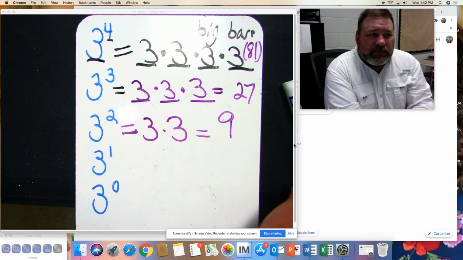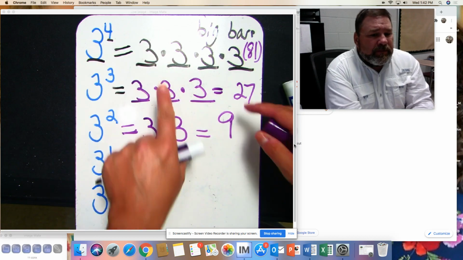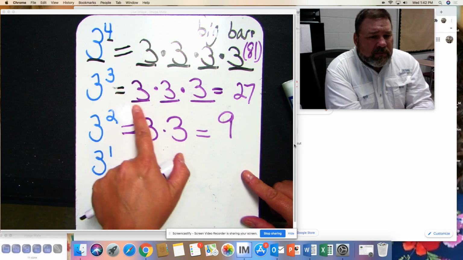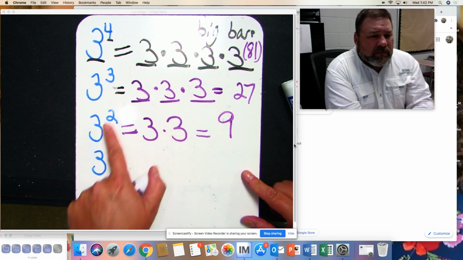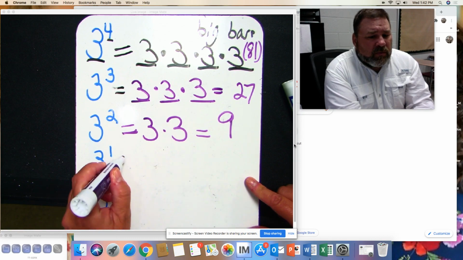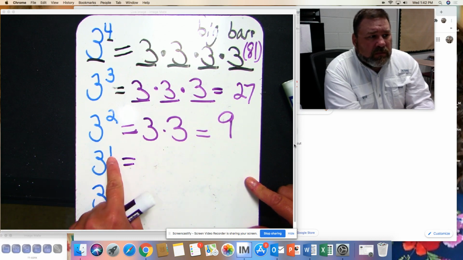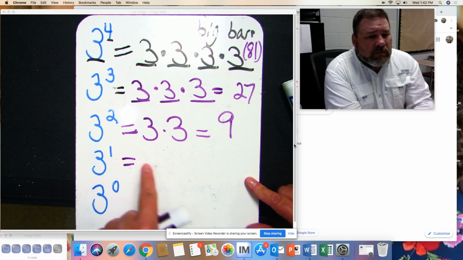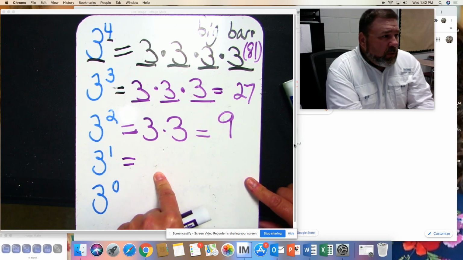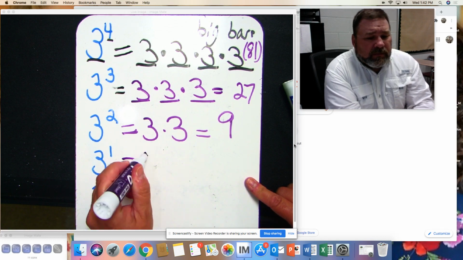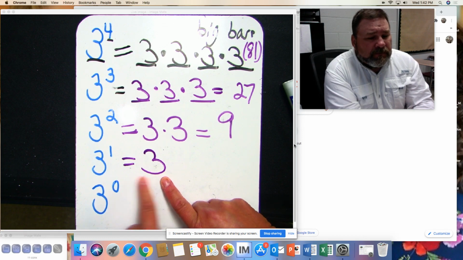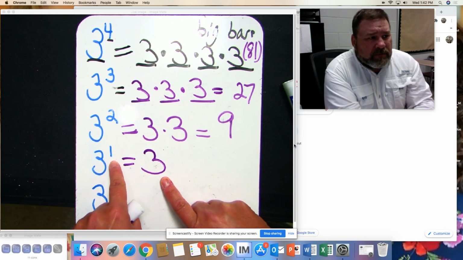Now, we're kind of seeing a pattern here. I had 3 to the 4th, so I wrote down 3 four times. 3 to the 3rd, so I wrote down 3 three times. 3 squared, I write down 3 twice. So now I get to 3 to the 1 power. How many times would I basically have to write down a 3? Well, it's going to be 1 time. Yes. Do you see how I just wrote down a 3, which is equivalent to 3 to the 1?